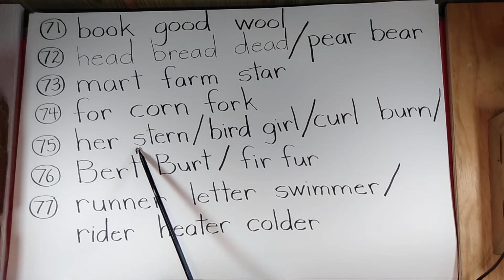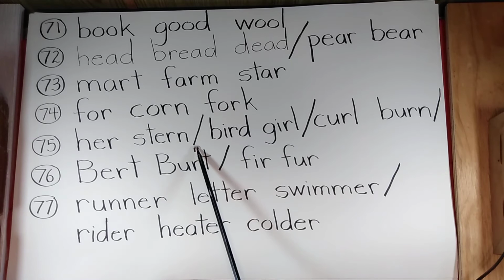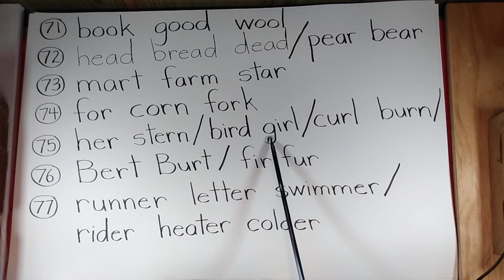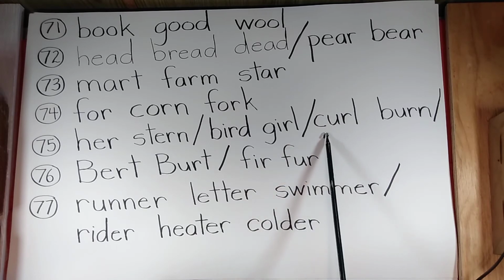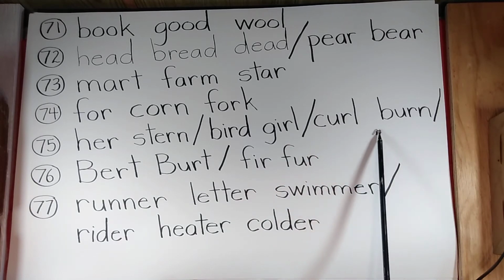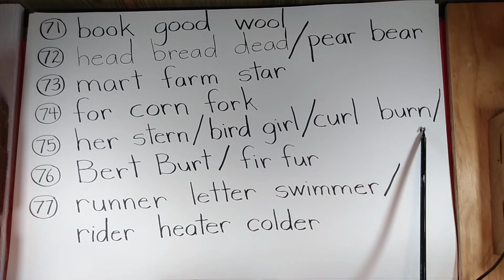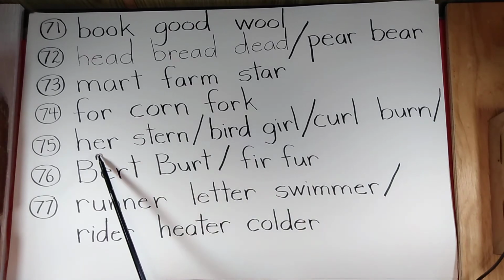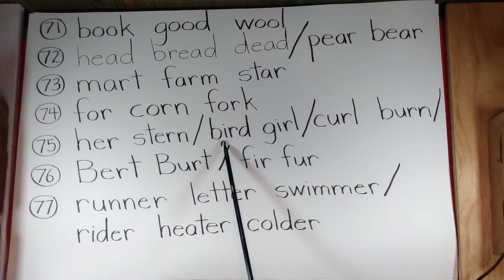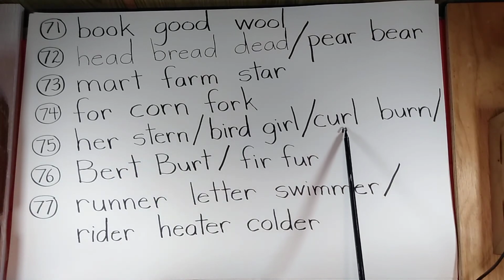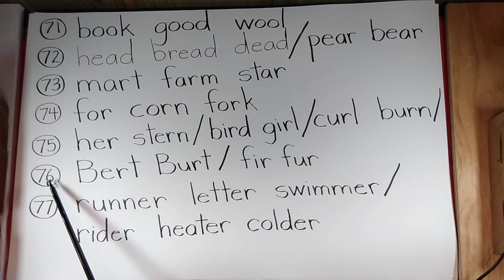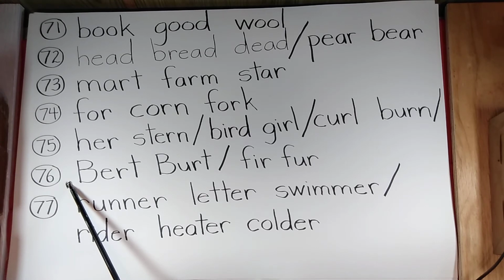75. Her, stern, bird, girl, curl, burn. And there are three sections here because ER, IR, and UR very often make the same sound, different combination.